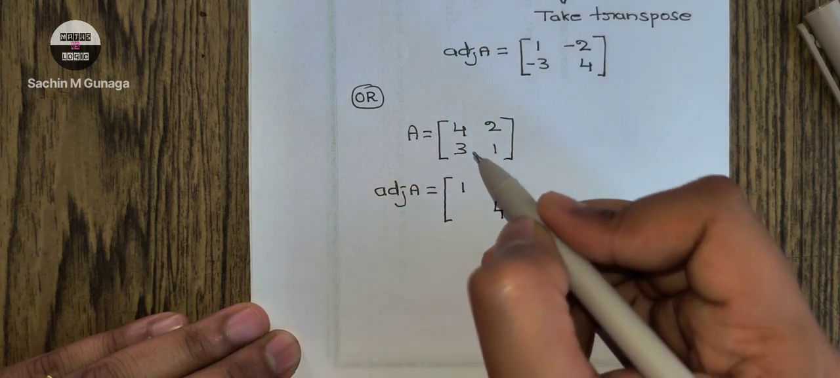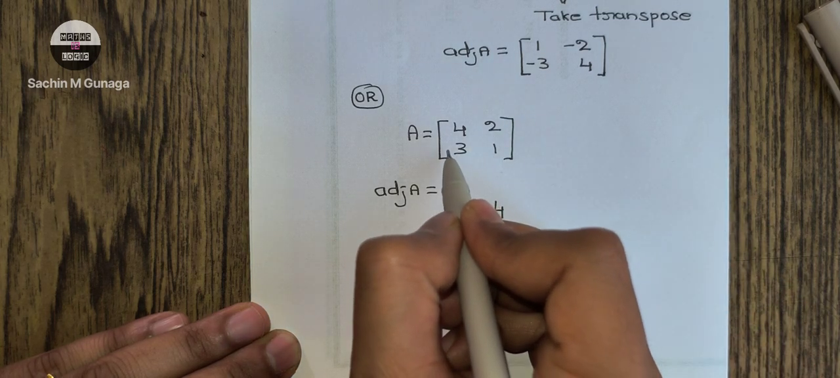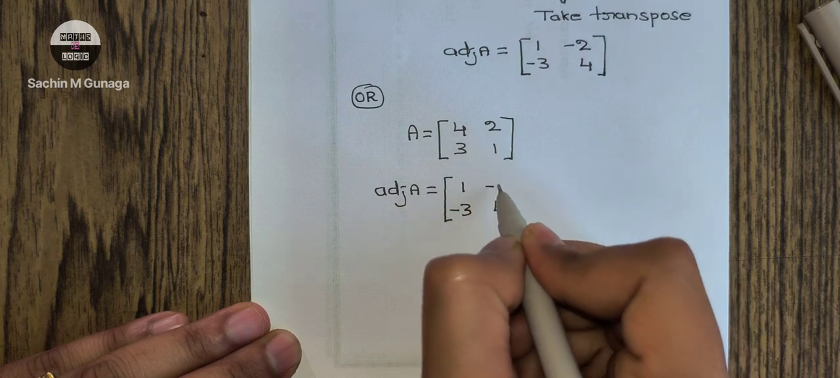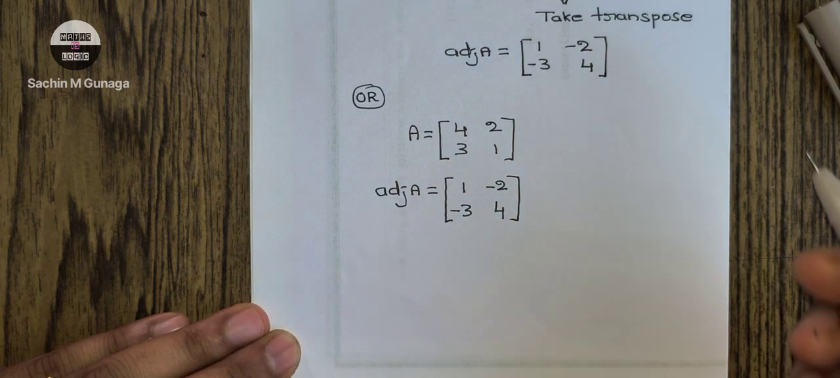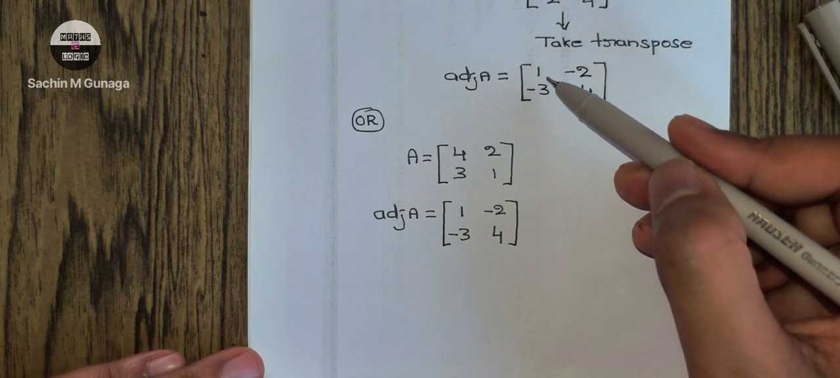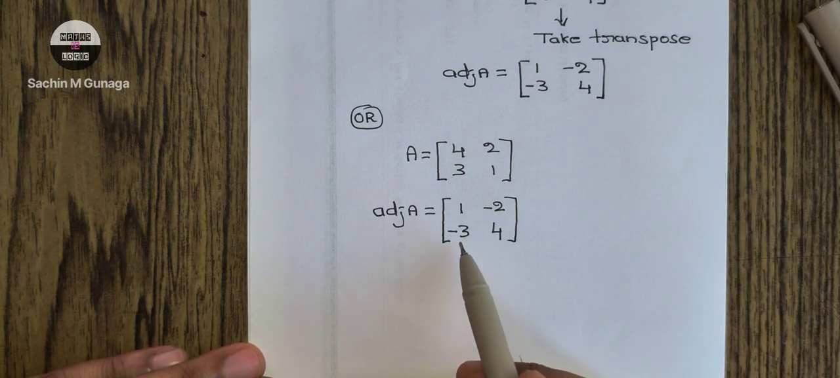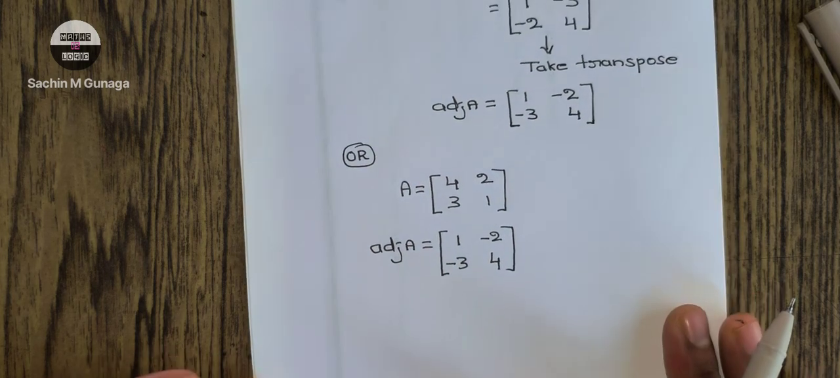After interchanging, for the remaining elements we need to change the sign. So plus 3 becomes minus 3, and plus 2 becomes minus 2. So this is adjoint of matrix. So we can see here also we are getting 1 minus 2 minus 3 4, and here also we are getting 1 minus 2 minus 3 4. So this is the answer.